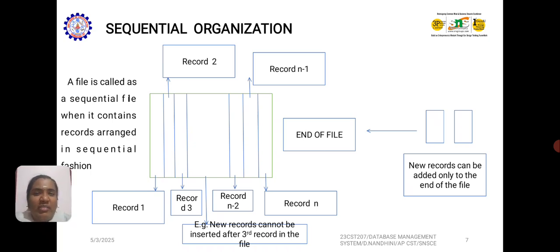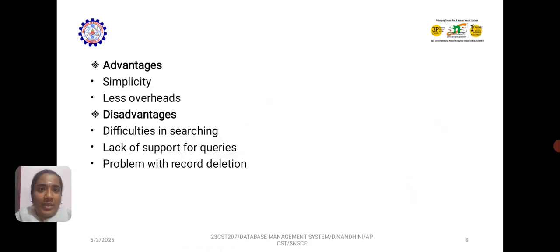So we need to insert a new record also. It is easy for us to insert the new record. For example, a new record cannot be inserted after the third record in the file. So we must keep the order. This is sequential organization. First one must be completed, second one must be completed, then again third one must be completed. So it must be done in sequential order.